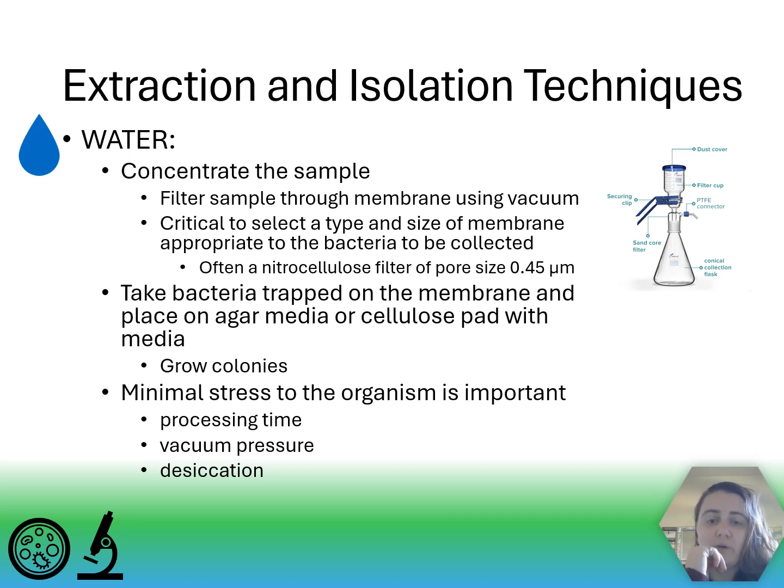One of the things that's important when we're doing this technique, and the reason that we do it this way, is that we want to minimize the stress on an organism. If we're stressing out the organism, it's going to die, right? And that's not a good thing if we're trying to quantify things, or it's going to change or do something weird just because it's having trouble because of all these external factors. So processing them relatively quickly is important. Making sure the vacuum pressure is at the correct PSI is important, and then making sure our samples don't desiccate or dry out is going to be really important for water.